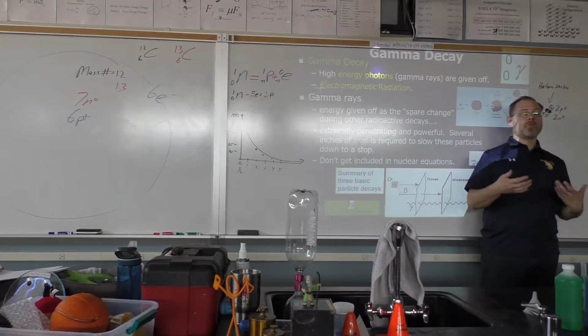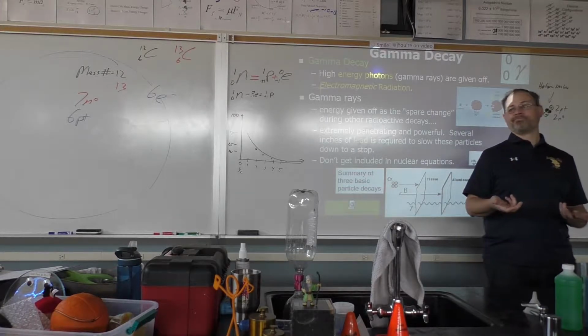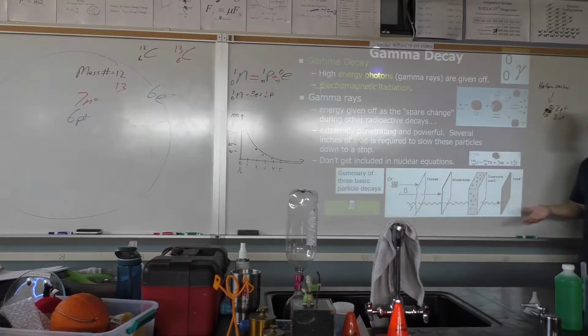So, gamma decay is the spare change that happens when nuclear decay happens. Okay? It has no mass. It's just high energy spare change. That's all it is. So, for instance, this is the reaction you learned about alpha decay. I didn't show the gamma particle in there, but this is what really happens.